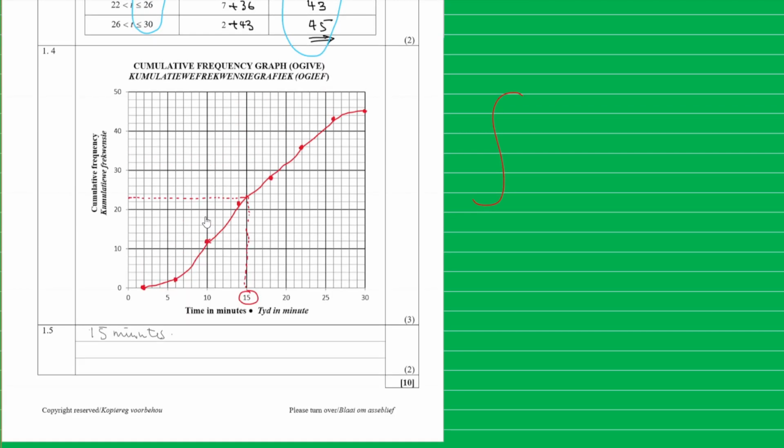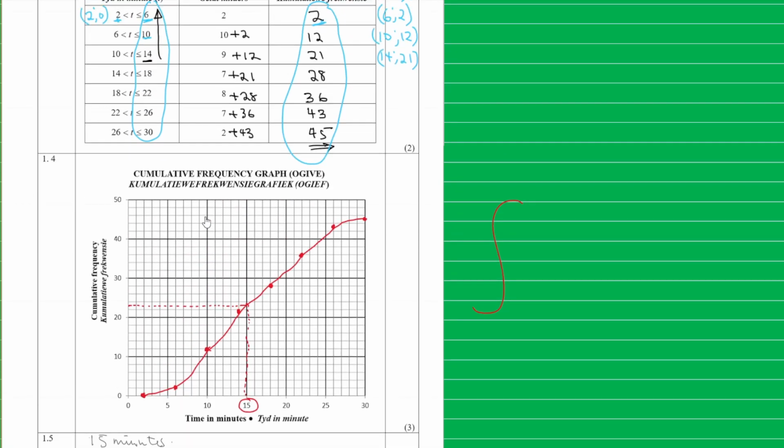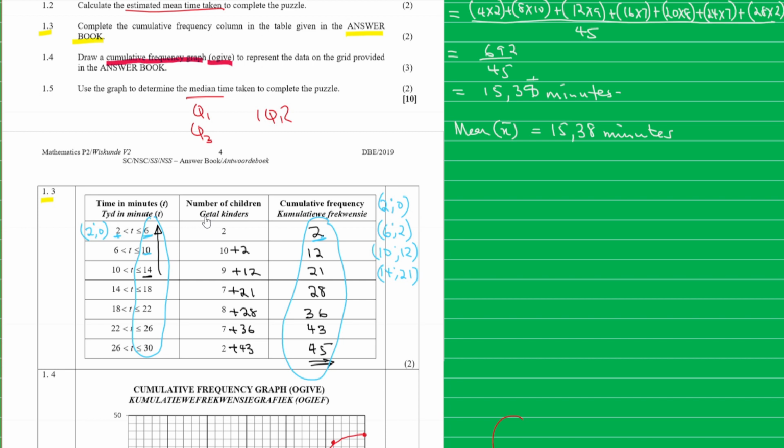So mostly what I wanted to emphasize is, well, I hope you have learned quite a few different things. One, how do you find the mean when you are given grouped data? And secondly, how do you plot the cumulative frequency curve when you are given these time intervals? So take the upper limit against the cumulative frequency and plot those points and get the graph.